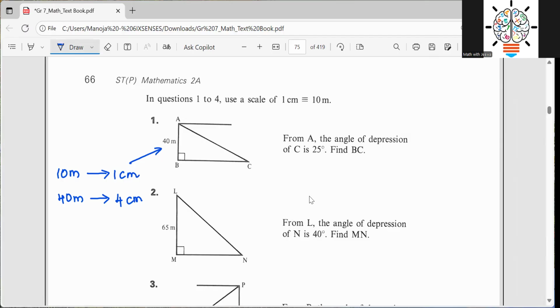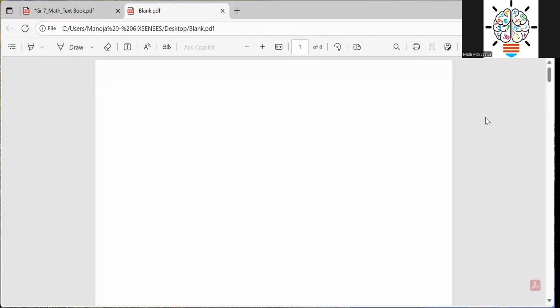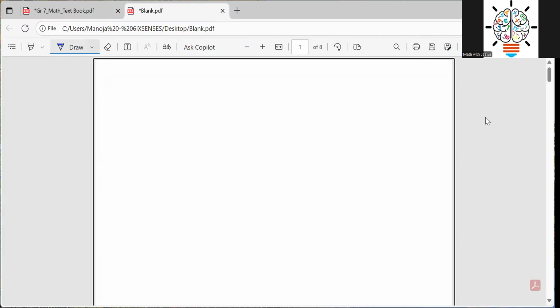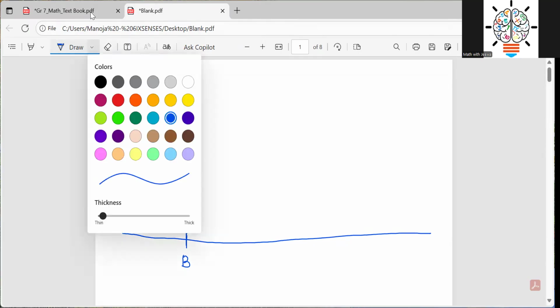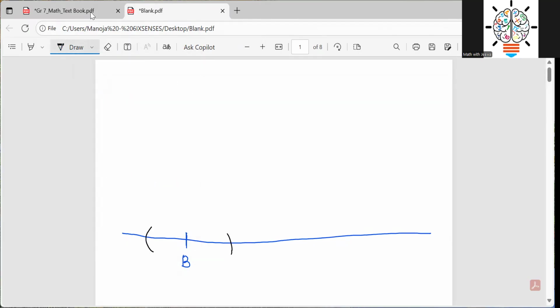Now I will move to a blank page, right? And here, first I draw a straight line. Children, keep this in your mind: even though I'm just drawing like this, you use your ruler and draw it nicely. And I mark this corner B, right? Then the next step, I want to construct the 90-degree angle here, right? So like this, and this is the 90-degree angle, okay?